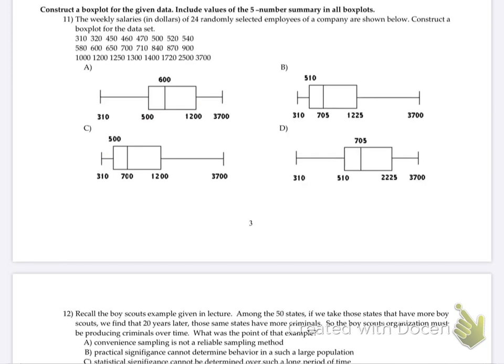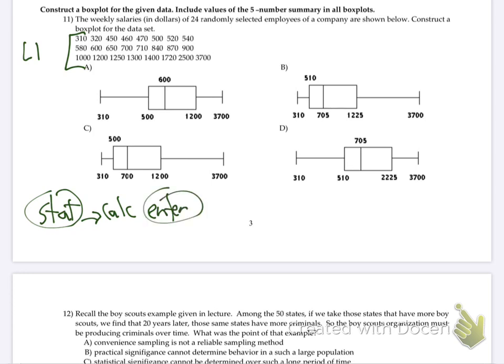All right, I'm going to move on. So number 11. The weekly salaries in dollars of 24 randomly selected employees of a company are shown below. Construct a box plot for the data set. So how do we do that? You'd put all this data in L1, and when you're done, just hit stat, go over to calc, hit enter, and when it says 1 var, just put in L1 and hit enter.